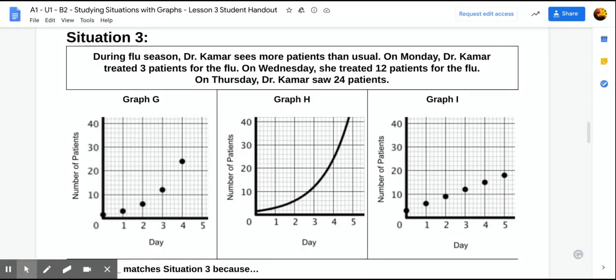Situation 3. During flu season, Dr. Kamar sees more patients than usual. On Monday, Dr. Kamar treated 3 patients for the flu. On Wednesday, she treated 12 patients for the flu. On Thursday, Dr. Kamar saw 24 patients. Would this match graph G, H, or I? And why did you choose your answer?